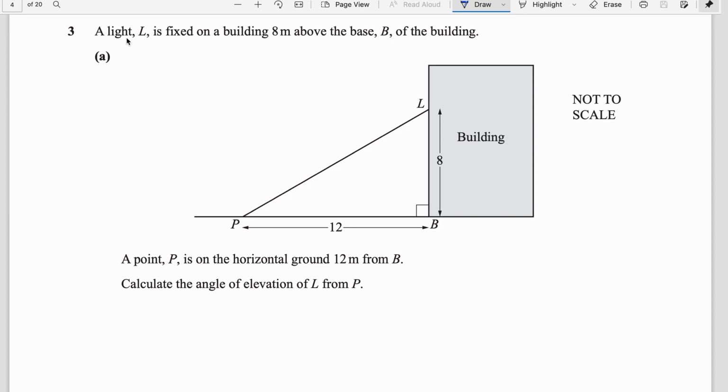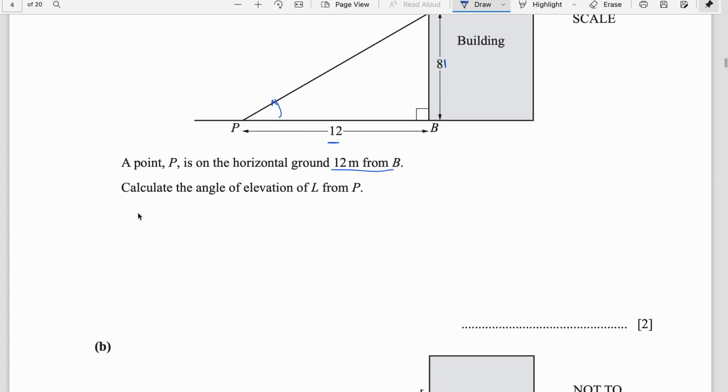Question number 3. A lighthouse L is fixed on a building 8 meters above the base B of the building. The point P is on the horizontal ground 12 meters from B. So 12 meters from B, 8 meters from B. Calculate the angle of elevation. So we need to find this angle. I can use tan of P as perpendicular over base. P is equal to tan inverse 8 by 12, and we get 33.7 degrees up to 1 decimal place.